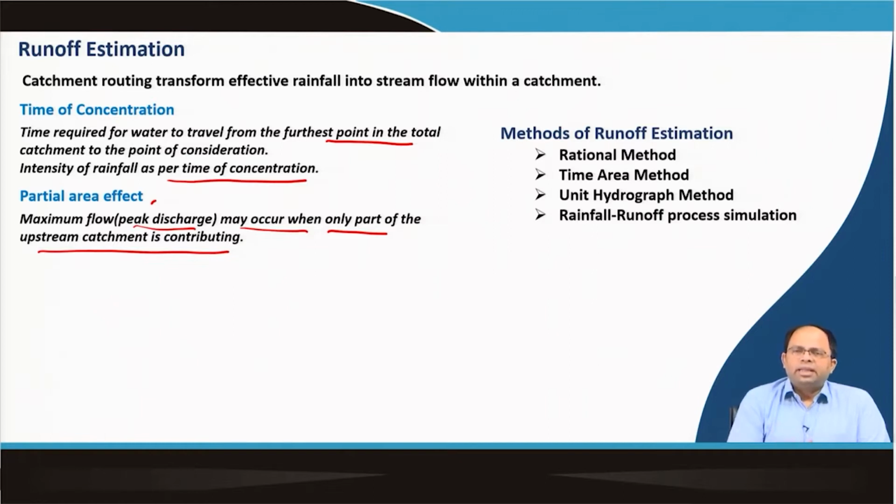Because time in that case would be lower and the intensity of rainfall during that time could be higher, as we know that smaller durations result in higher intensity. So, smaller area, higher intensity together gives discharge. This could be more than larger area, lower intensity. So, that is the partial area effect.